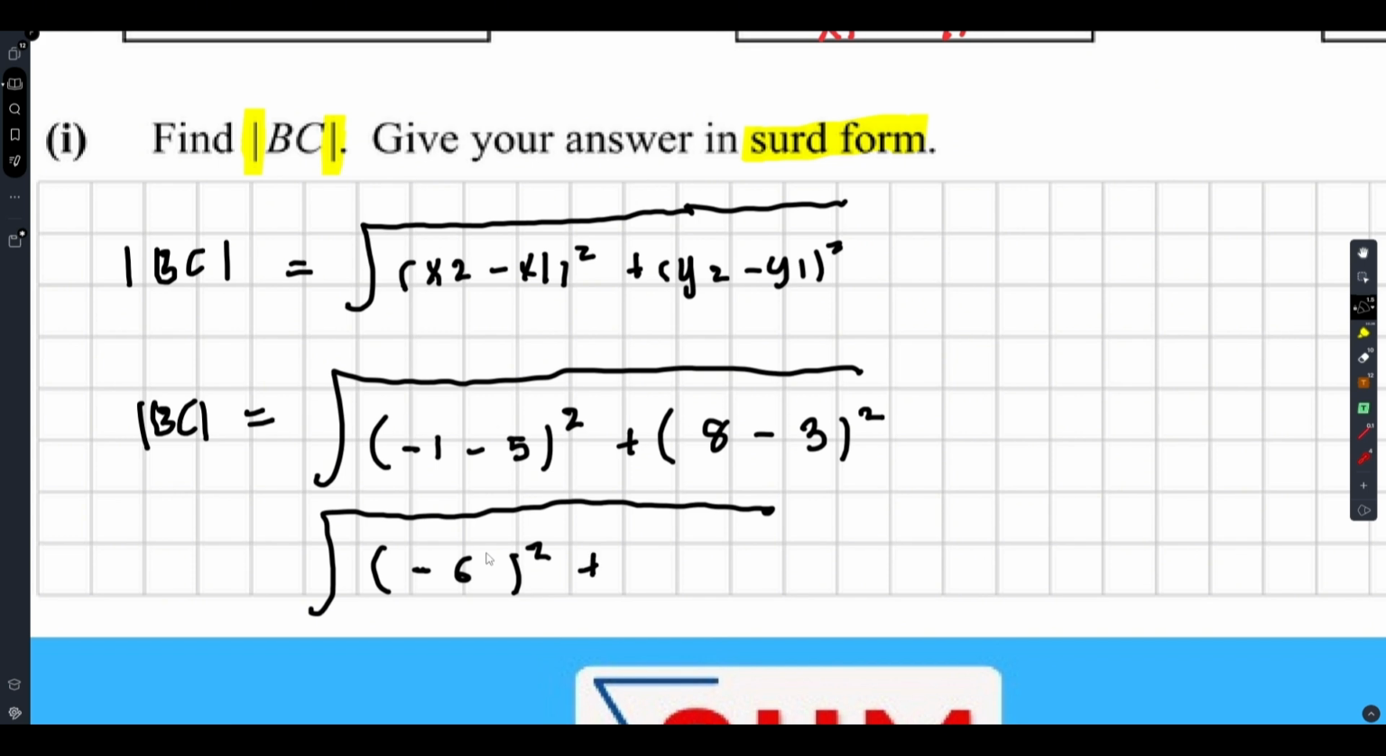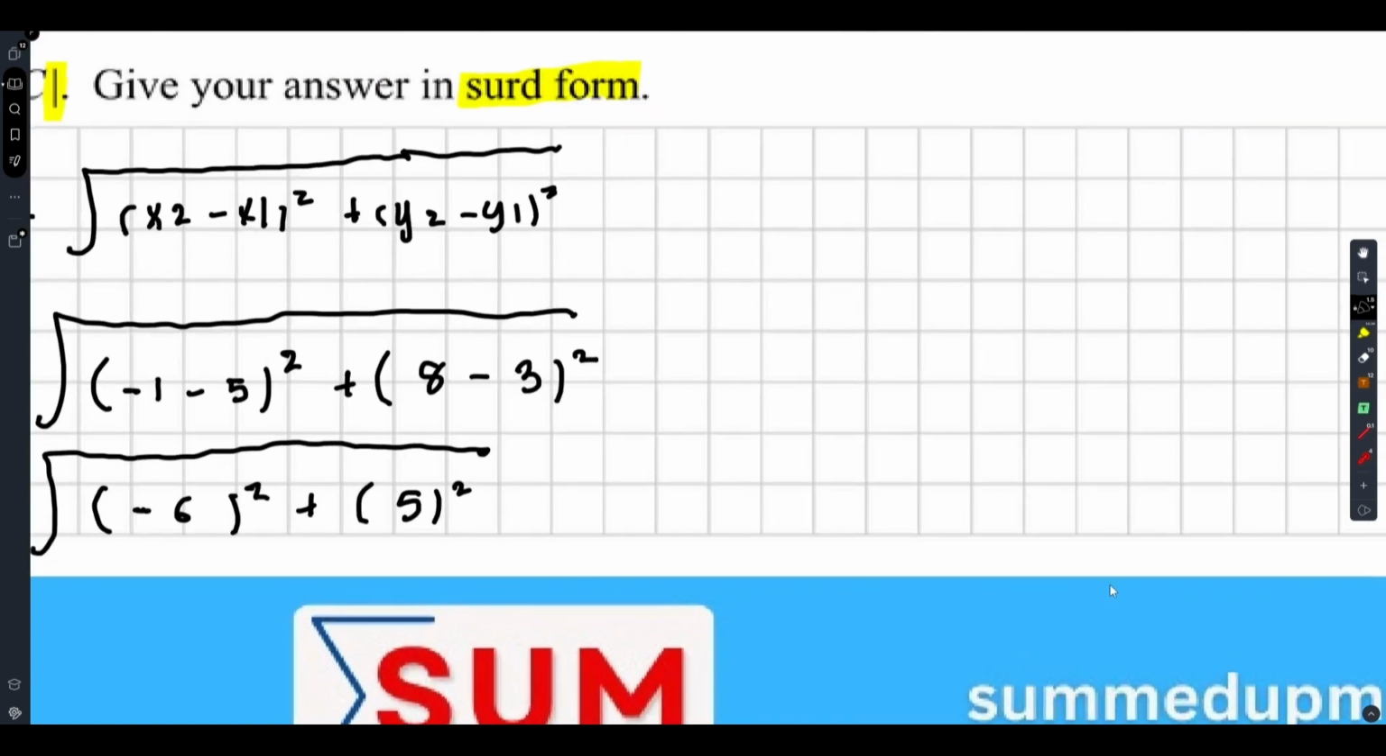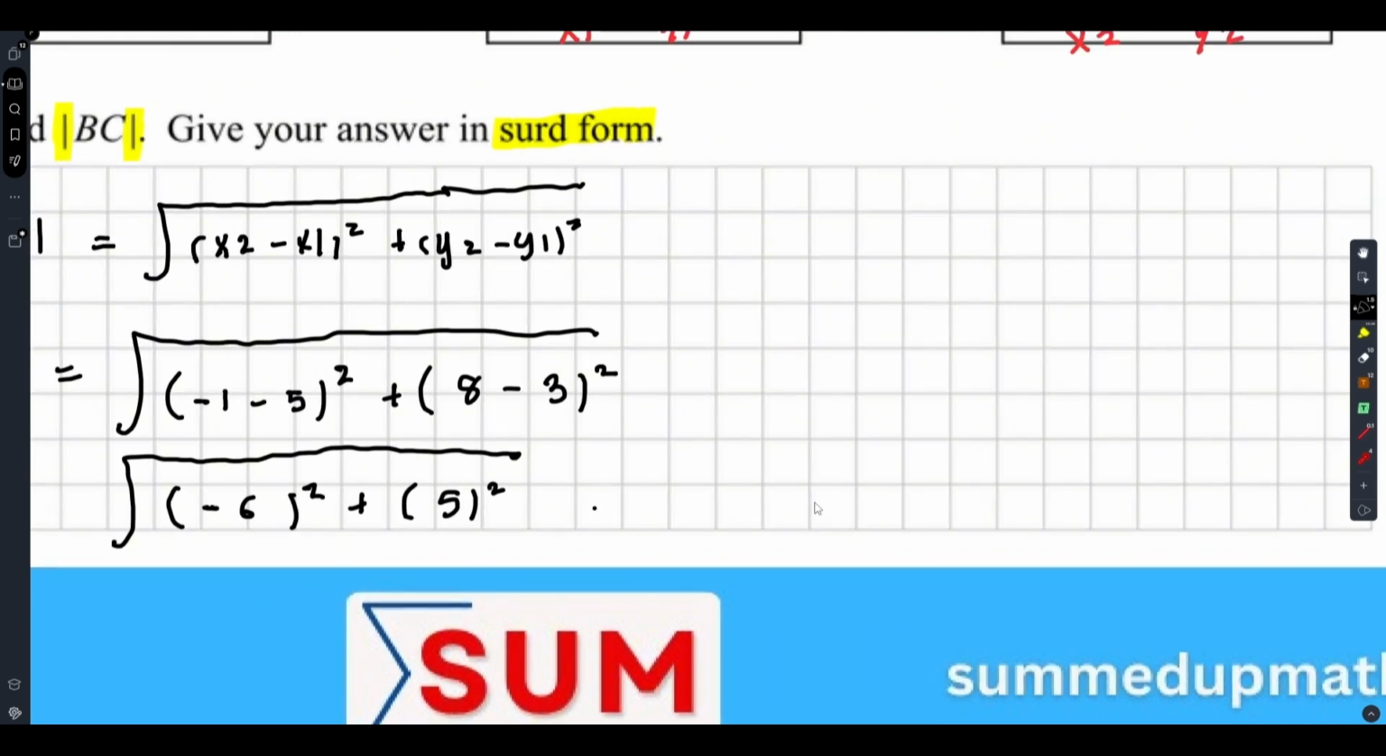Then this bracket's a bit easier. 8 minus 3 is 5. And we have 5 to be squared. So then, what is this going to become?